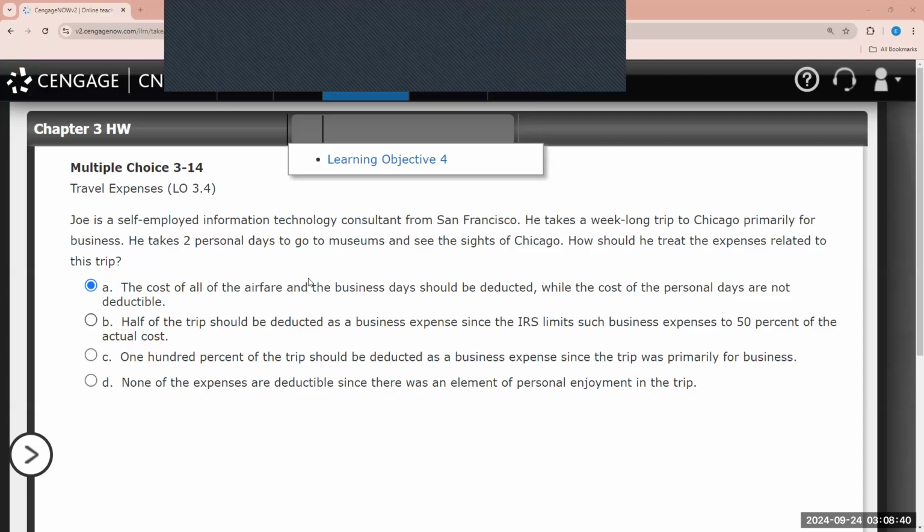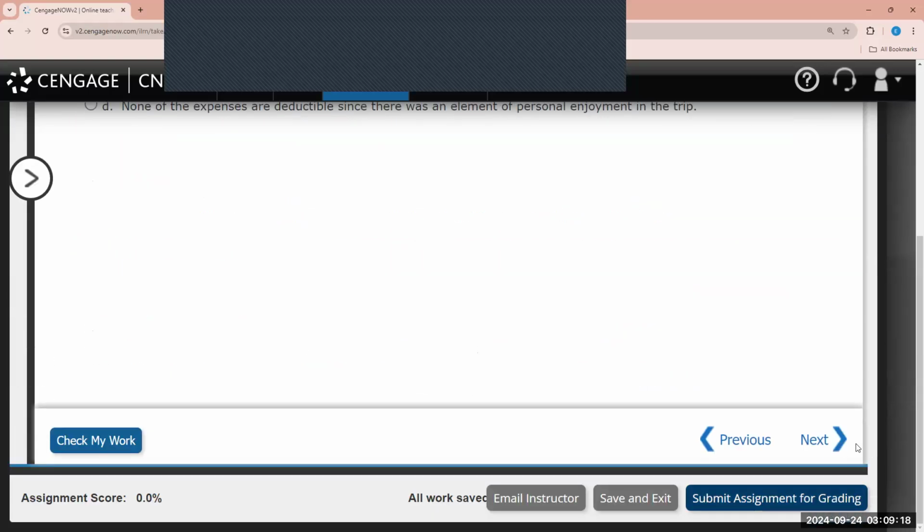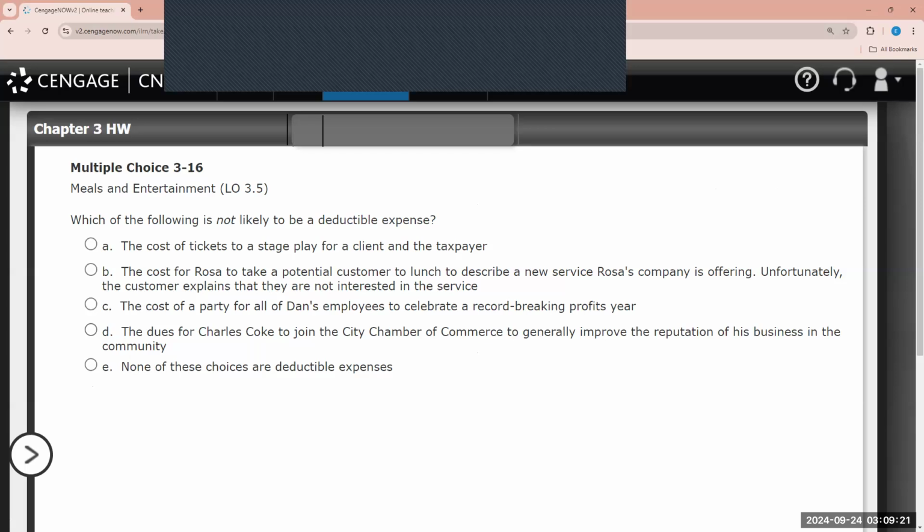B says half of the trip should be deducted as business expense since the IRS limits such business expenses to 50% of the actual cost. That's not true. C, 100% of the trip should be deducted as a business expense since the trip was primarily for business. Unfortunately, that is not true. Only the business portion can be deducted. D, none of the expenses are deductible since there was an element of personal enjoyment in the trip. No, A is our correct answer. So we can only deduct the portion that is business related. The personal expenses are not deductible.